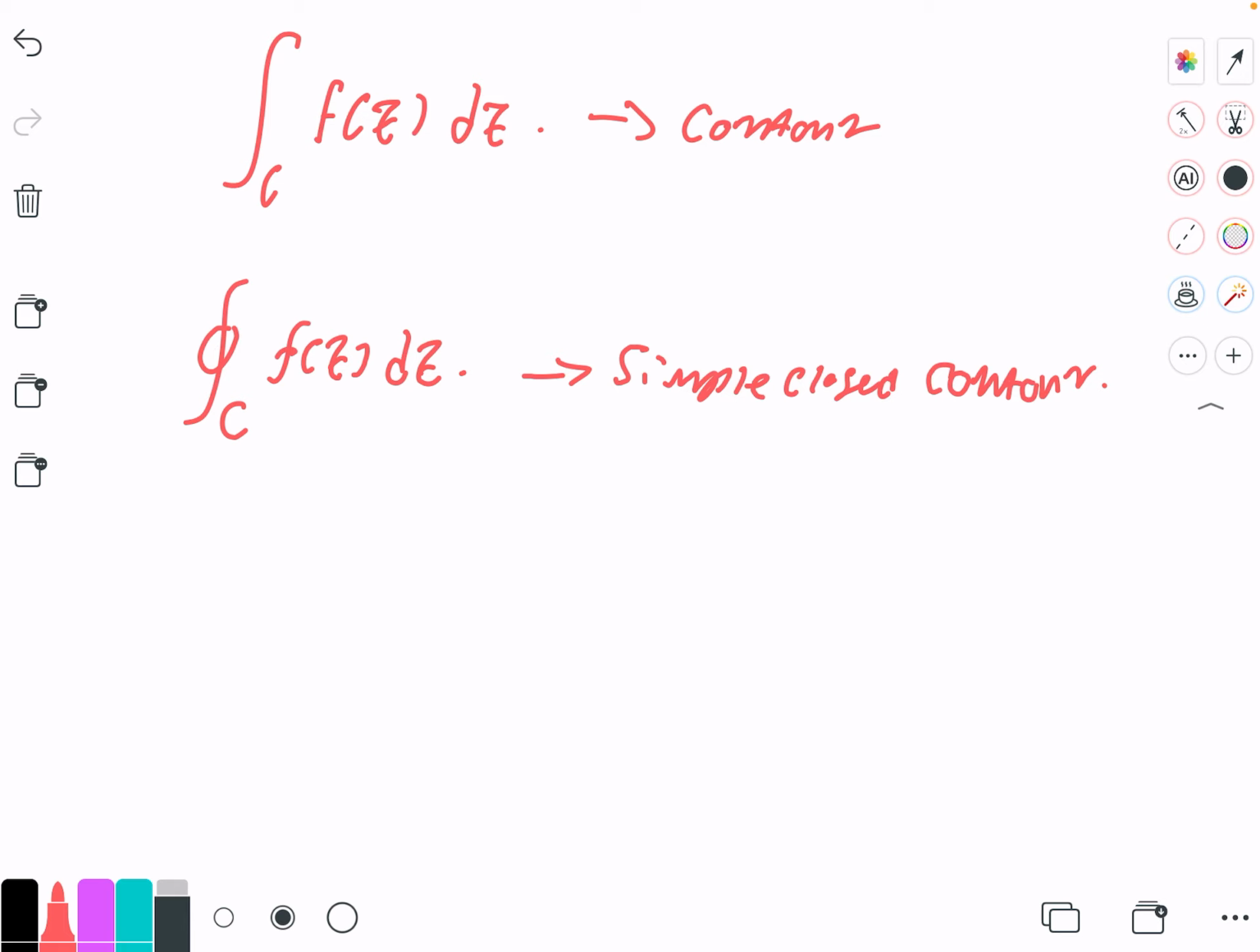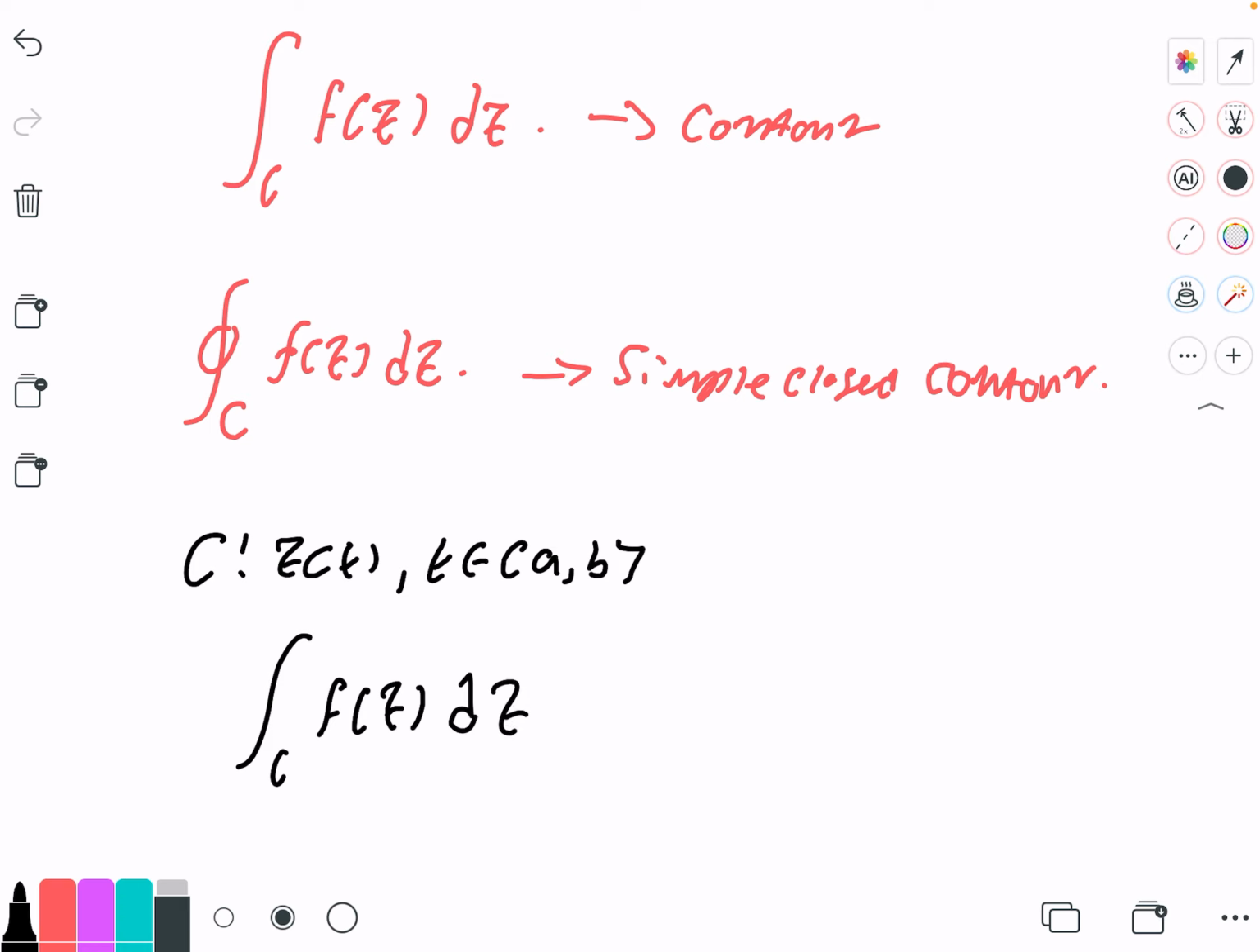So once we have that, we can state that the contour integral of a function f along a contour C, which is parameterized by z of t, and t is on the interval [a, b], is this. And this is the exact definition of a line integral. So that's why I was stressing the fact that these are just a special case of line integrals, because they're actually pretty much the same thing.